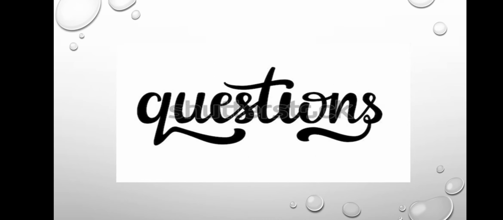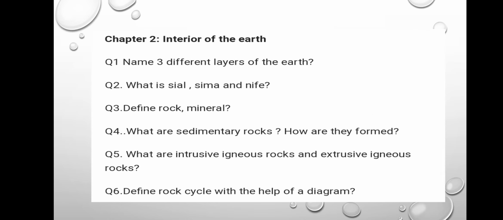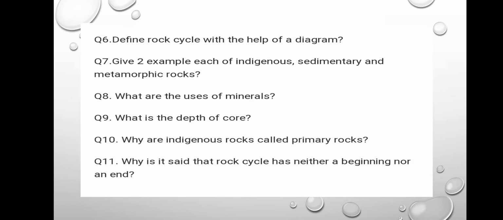Some of the questions I have given from this chapter, let's see. Name the three different layers of the earth. What is Sial, Sima and Nife? Define rocks and minerals. What are sedimentary rocks? How are they formed? What are intrusive igneous rocks and extrusive igneous rocks? Define rock cycle with the help of a diagram.